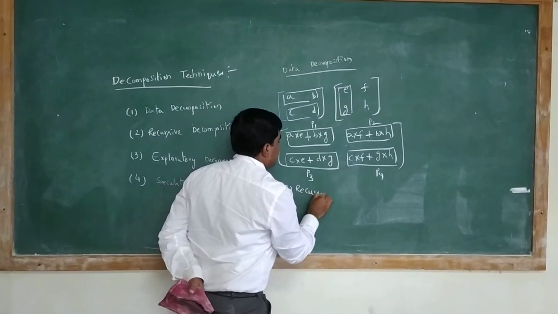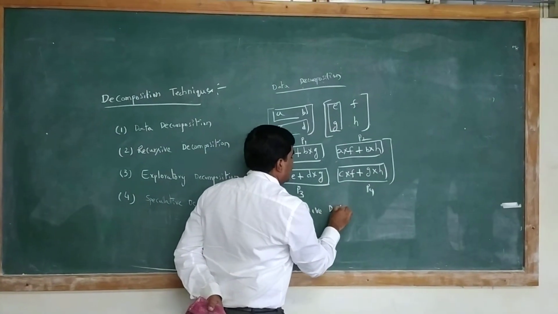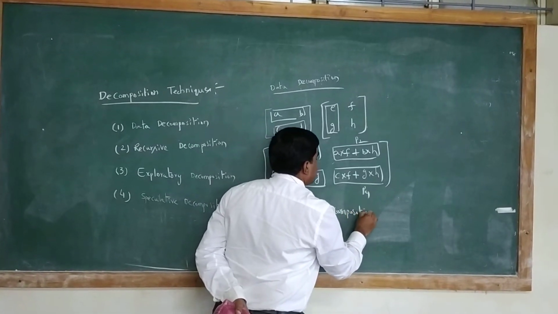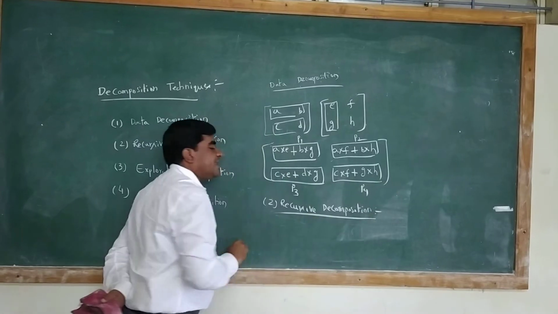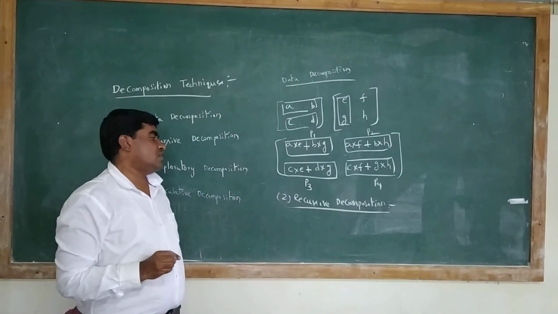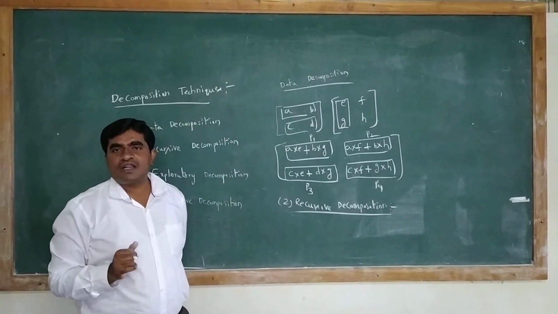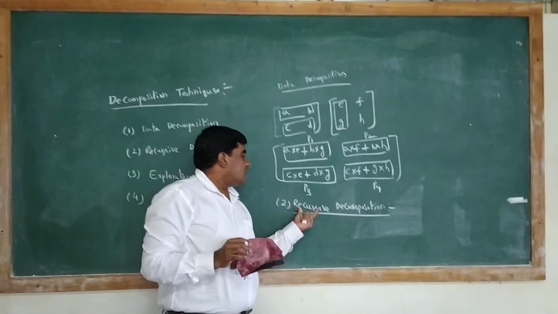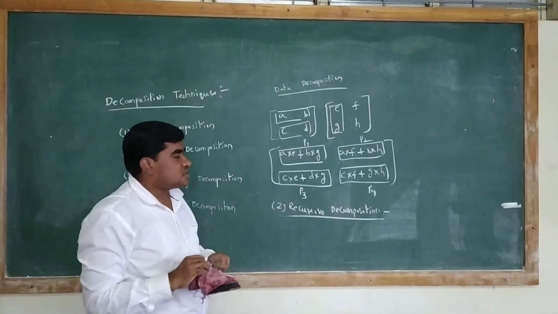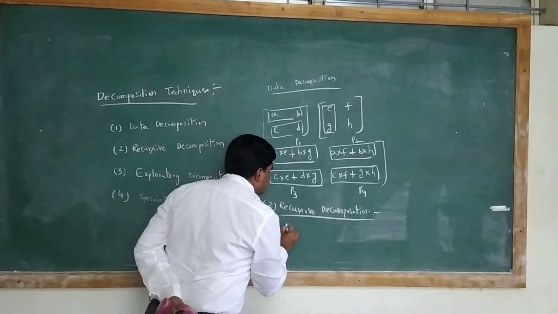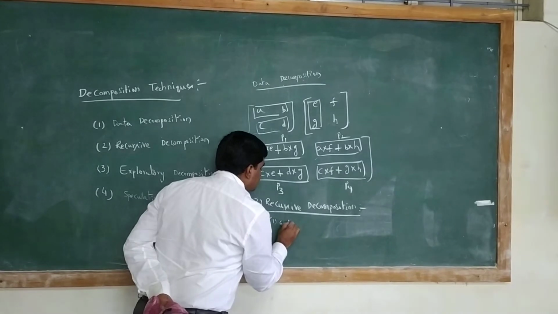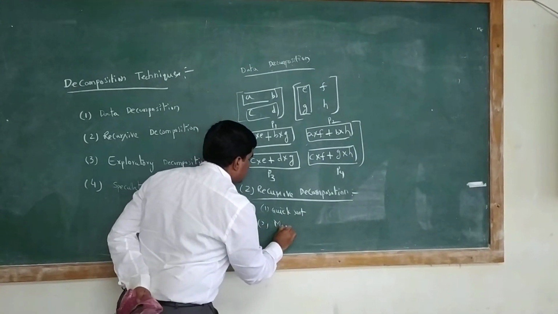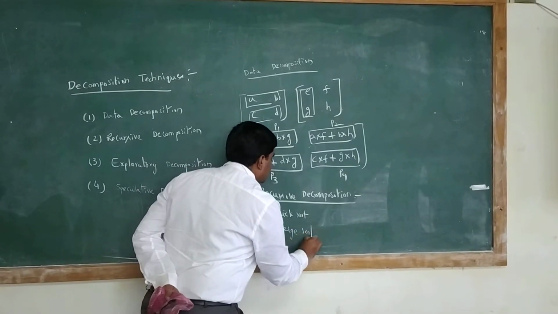Recursive decomposition. Whenever we are calling the same name of the procedure again and again, then a recursive procedure appears. Where does it occur? It appears in the divide and conquer strategy. The best examples of recursive decomposition are quicksort and merge sort.